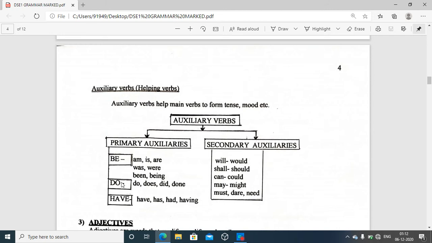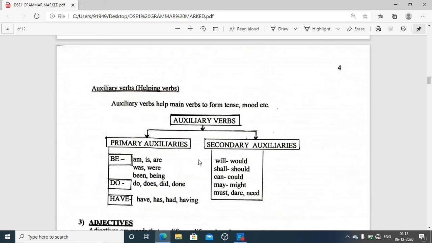The next one is do. You are not unfamiliar with do, does, did, done. All these are sub-varieties of do. Again, have, has, had, having. We are not unfamiliar, but we have to know these come from the second main type of verb, auxiliary verbs, the primary type: be, do, have, and their sub-varieties. There are different forms of the major primary auxiliaries called be, do, and have.